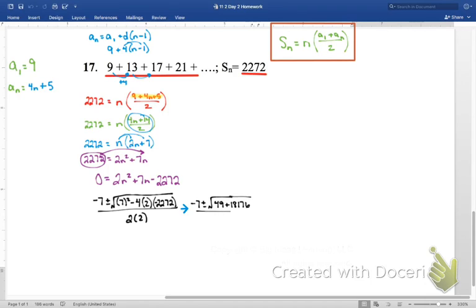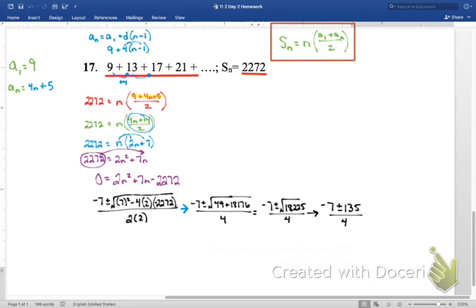So then on the inside, I'm going to have negative 7 plus or minus the square root of 49 plus 18,176, all divided by 4. I'm going to add 49 to that and get 18,225. The square root of 18,225 is 135. So I got negative 7 plus or minus 135, all over 4.